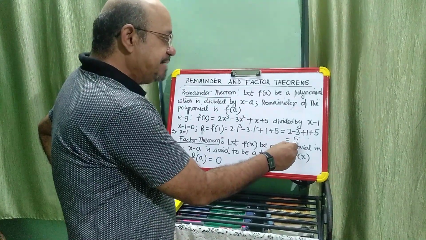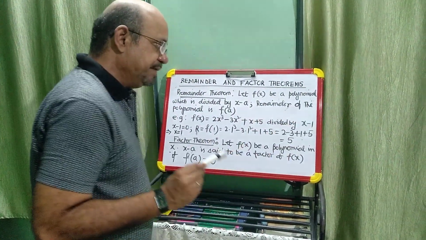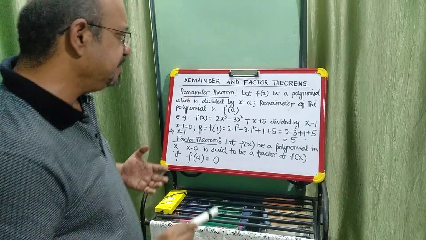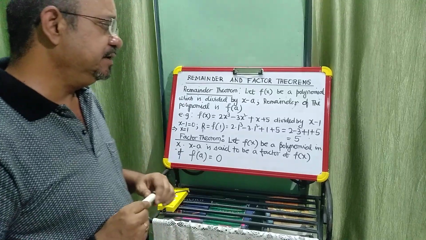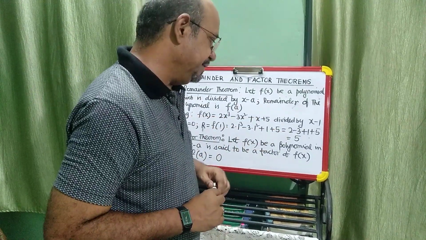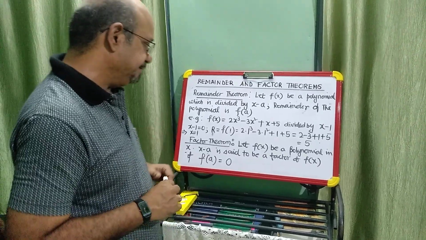So this is the same as the remainder of 5 by the long division method. This is the advantage of the remainder theorem. We get the remainder directly without performing the long division method. Now from the remainder theorem, we come to the factor theorem.